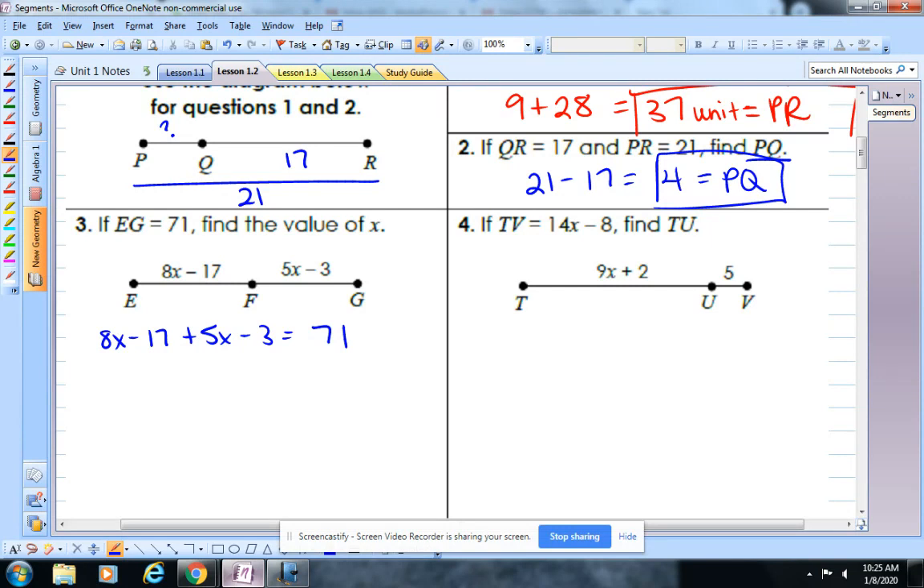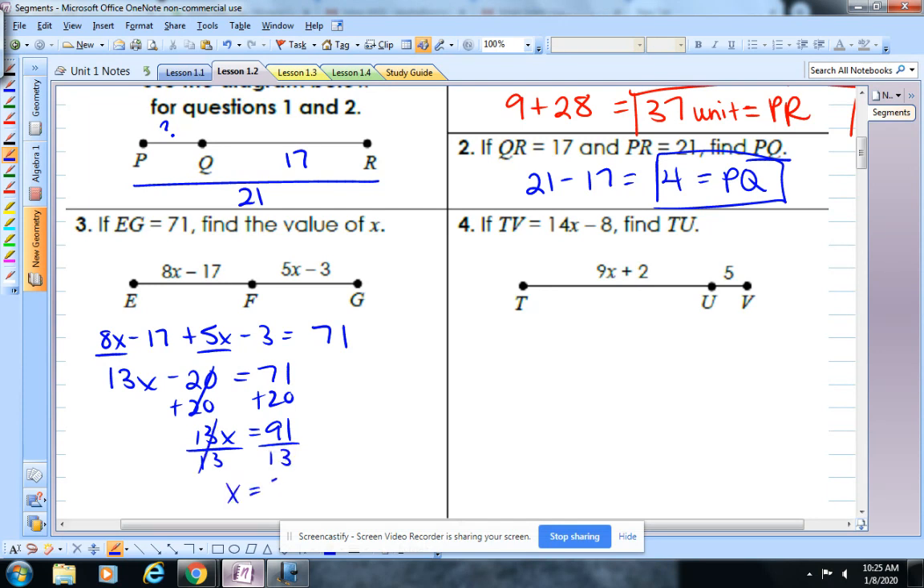Okay? So remember, we combine like terms with our x's. What's 8x plus 5x? 13x. And then negative 17 minus 3 is what? Negative 20 equals 71. Then what? Add 20 to both sides. So 13x equals 91. Divide by 13. And x equals what? 7.